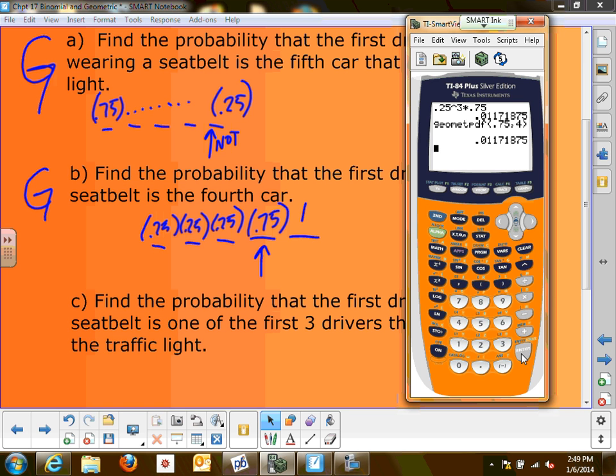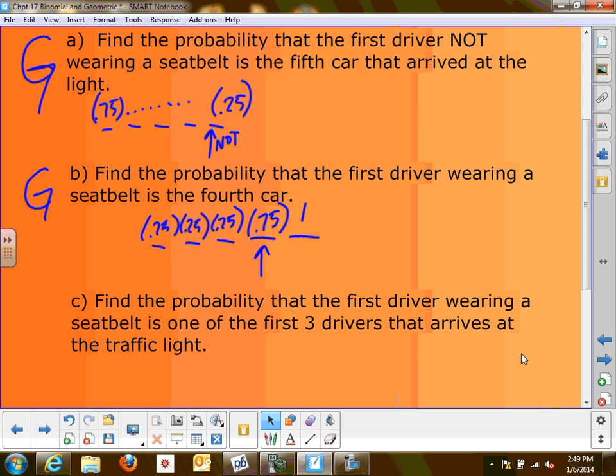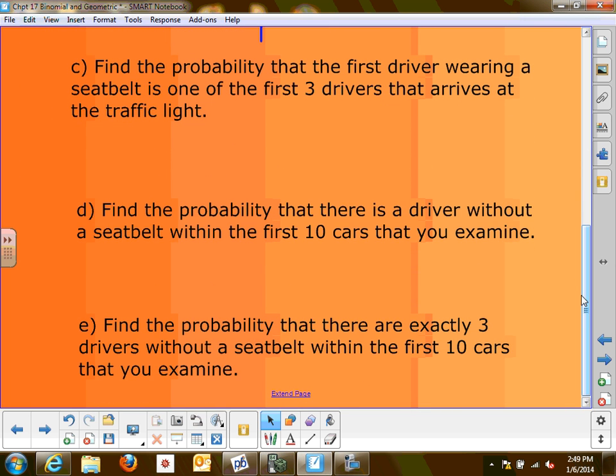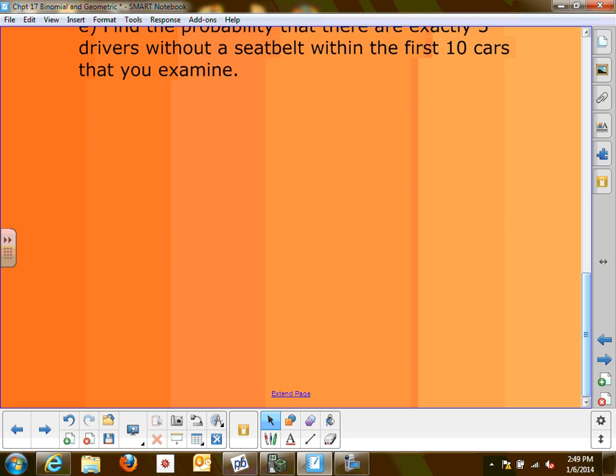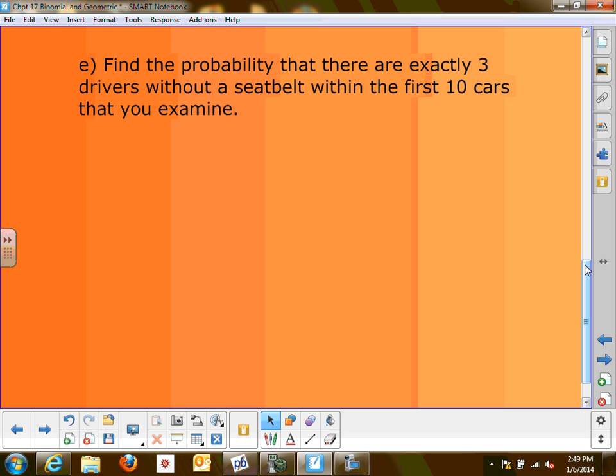Okay. All right. We are going to skip questions C and D because those are about cumulative events, and that's for tomorrow. And so E, here we go. E says this: find the probability that there are exactly 3 drivers without a seatbelt within the first 10 cars you examine. So what's that? That's binomial because the 3 can be sprinkled any combination throughout there.